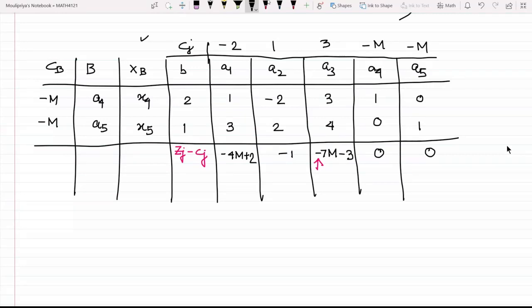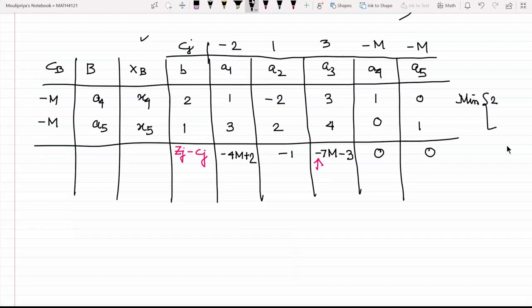This is your entering vector. I'm sorry, A3 is the entering vector, right? But how to decide on the departing vector? Which ratio do we look at? Exactly. The corresponding element of B divided by the corresponding element of A3.